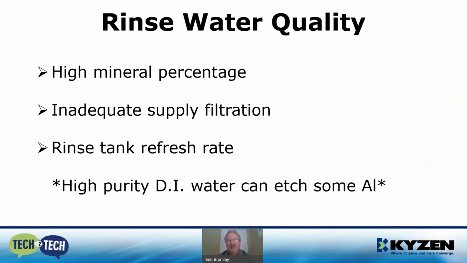The rinse water quality itself is also a factor. The incoming water, the high mineral percentage, if you have a lot of calcium or salts in the water that's feeding the machine, these will dry as spots on the parts. And to go along with that, an inadequate supply filtration. If you know you have a water quality issue, but you don't have adequate filtration to remove these hard metals and these salts and the calcium prior to going into the machine, then the problem is just going to show up as spots.